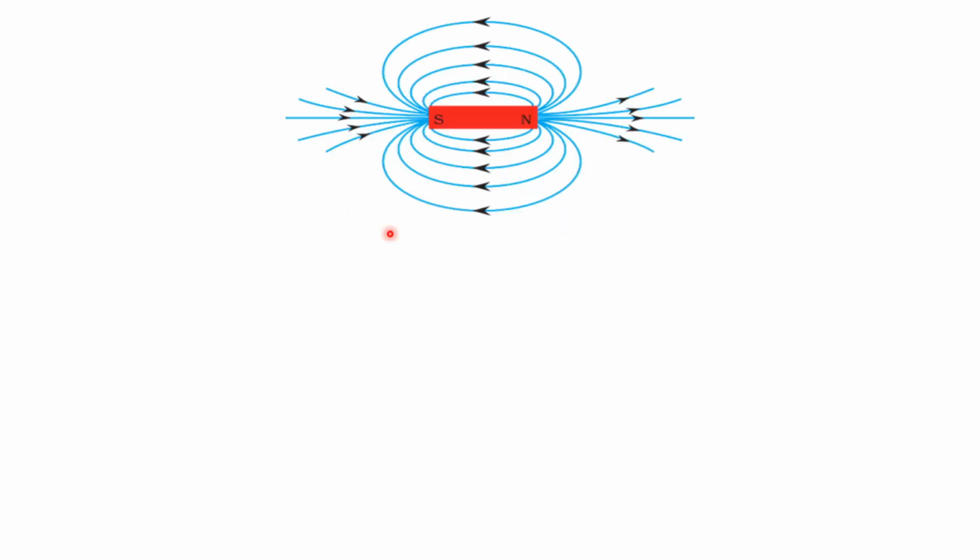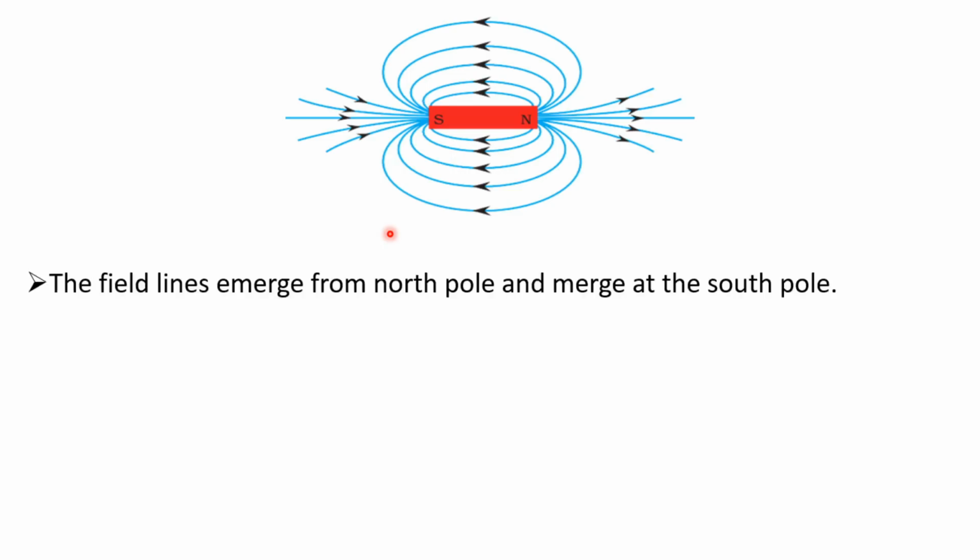Next we have to see the characteristics of magnetic field lines. The field lines emerge from the north. This is the north pole and this is the south pole. The field lines emerge from the north pole and merge at the south pole. See, outside the magnet, it is emerging from the north and entering into the south.